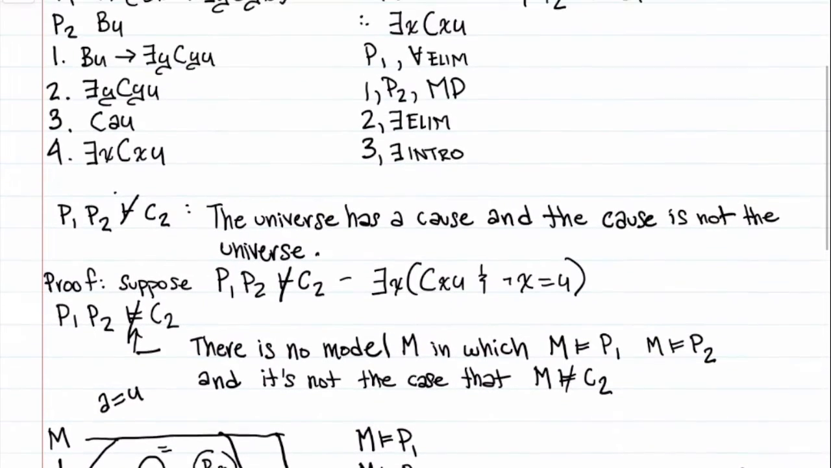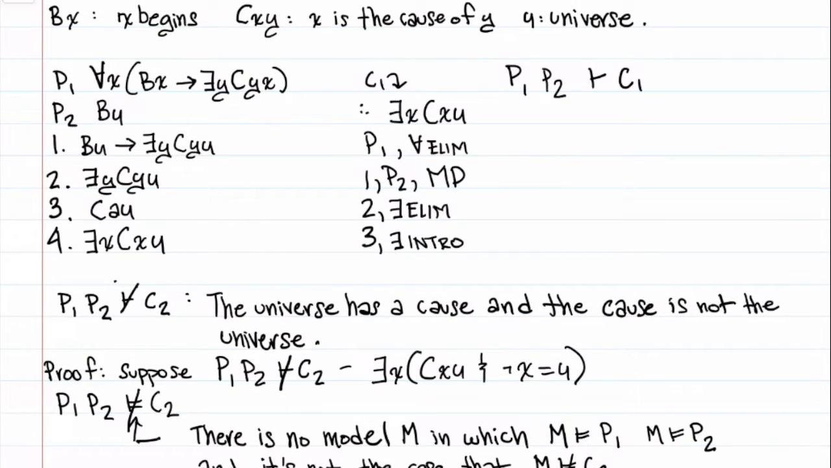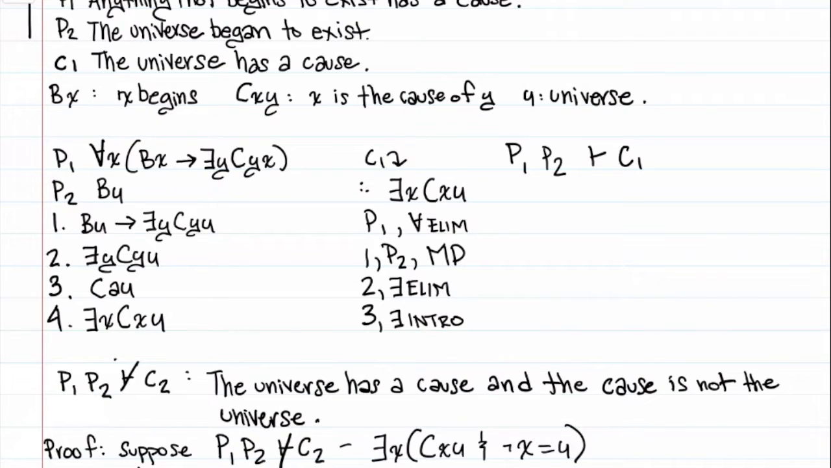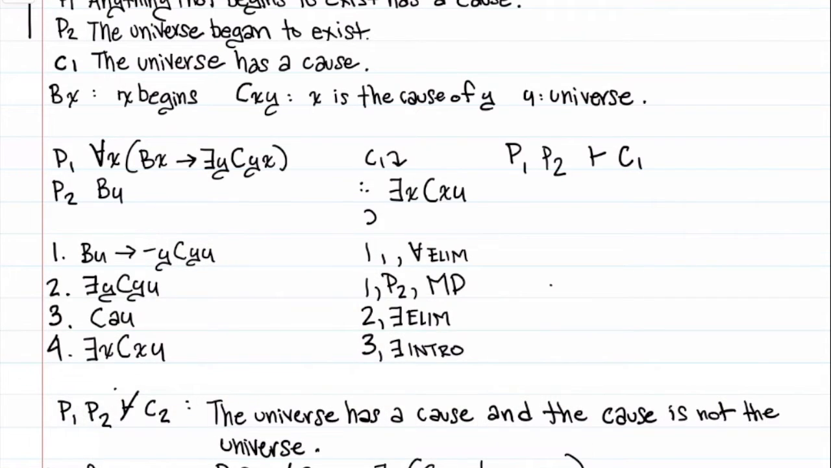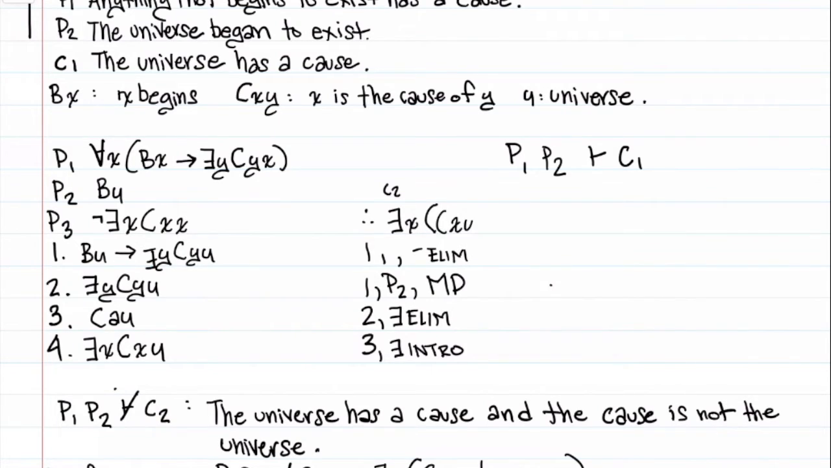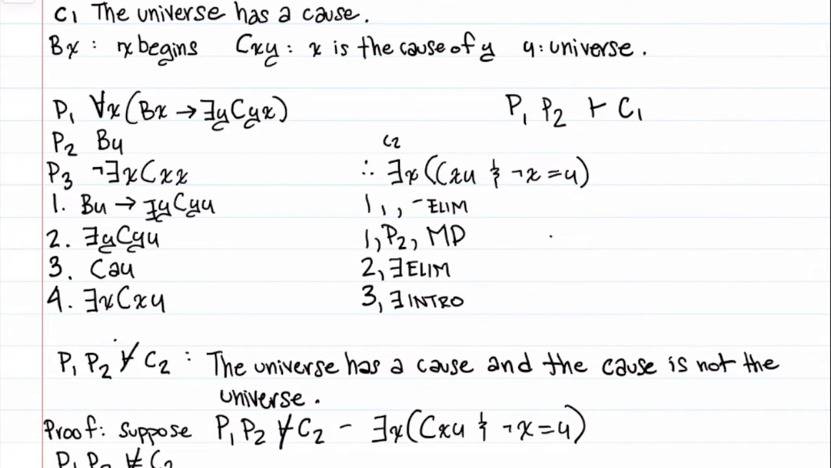So, how do we rectify this situation? Well, we do so by adding another premise to our argument. Let's have a new premise, P3: nothing is the cause of itself. And so our new conclusion will be C2: something is the cause of the universe, and that something is not the universe itself. Okay, and the proof will proceed just like before, but with some additional steps.